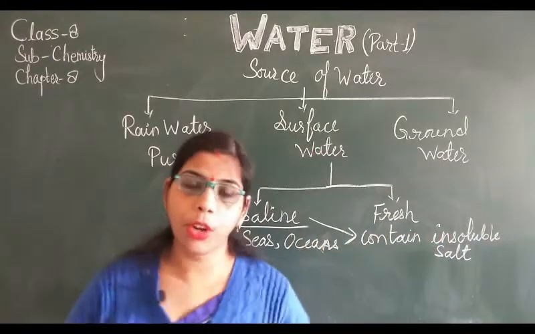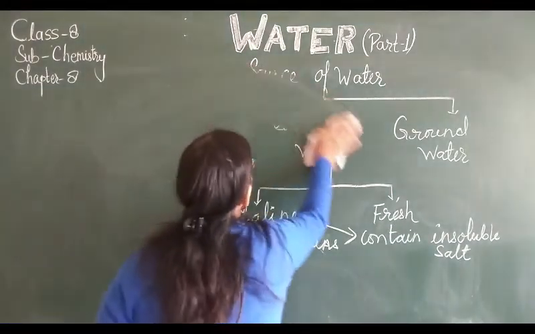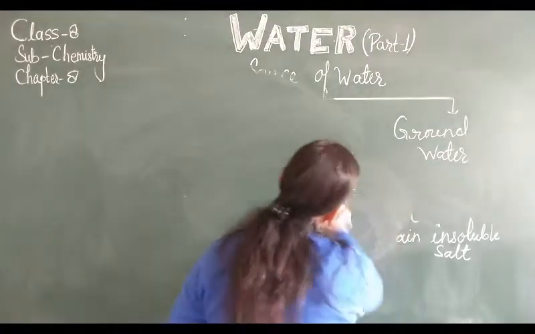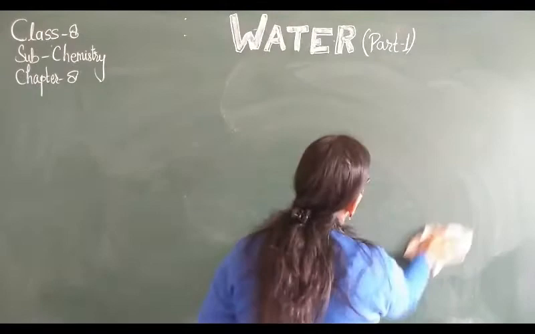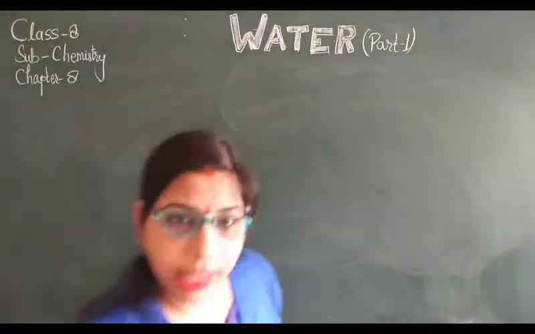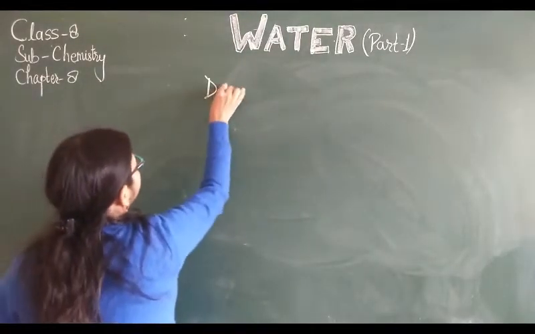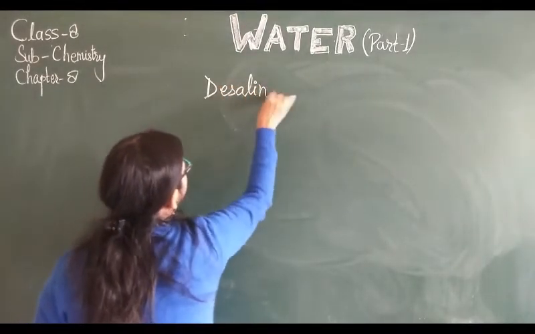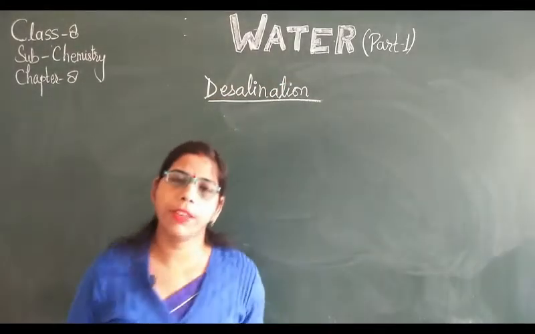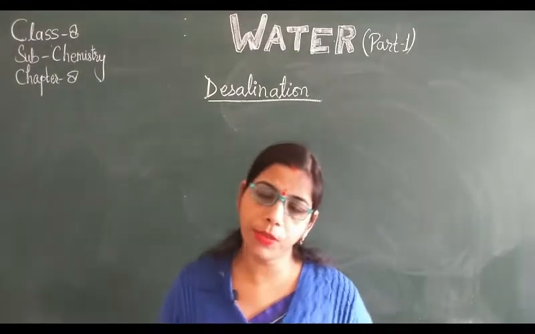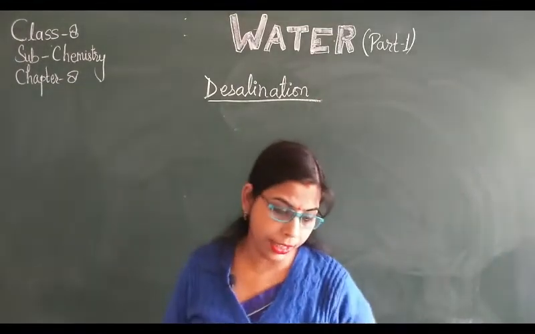If this type of water is consumed by living beings, by humans, it is very harmful. So one process is performed, and that process is known as desalination. What is the meaning of desalination? It is the process by which salt is removed from sea water and lake water. This process is known as desalination.